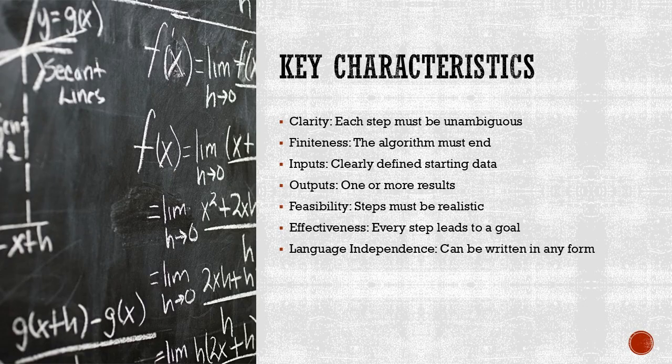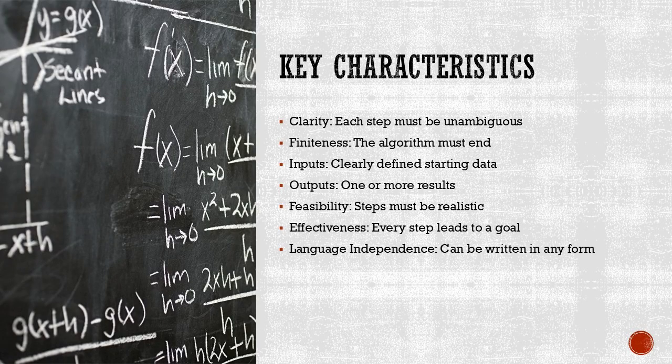So what makes an algorithm work well? First, it must be clear. Every step must be written in a way that there's no confusion or interpretation needed. Second, it must end. A good algorithm has a stopping point and does not run forever. It needs to accept one or more well-defined inputs. And it must produce at least one expected output.